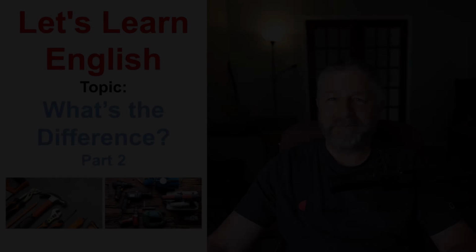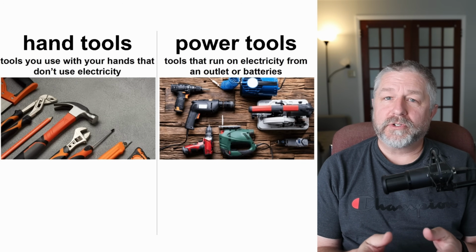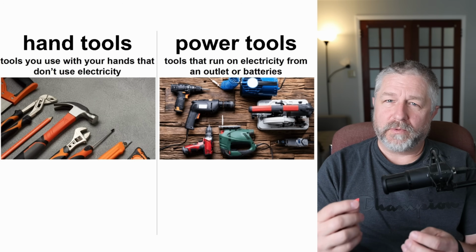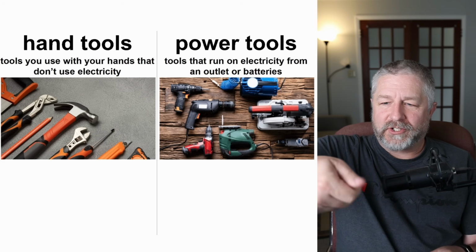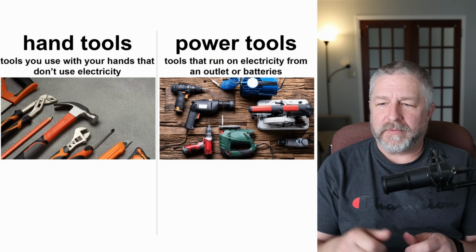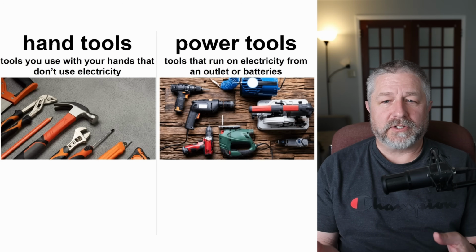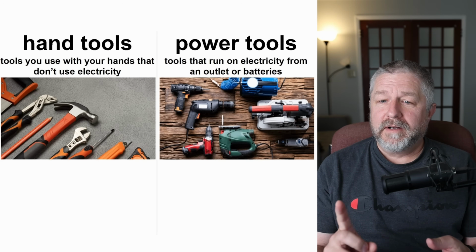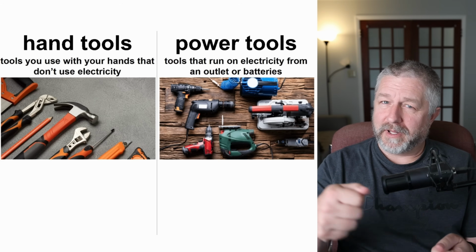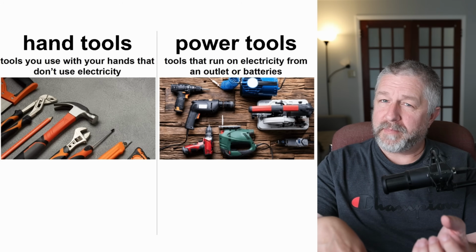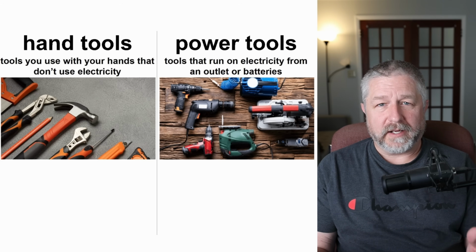Part 2. Hand tools and power tools. So hand tools are tools you use with your hands that don't use electricity. Things like a hammer or a wrench or a screwdriver, or even something like a little utility knife. Power tools are tools that run on electricity from an outlet or from batteries. Okay, so power tools make a lot of noise. You plug them in. You charge the batteries if it is cordless, and then you use them. I have both kinds of tools.